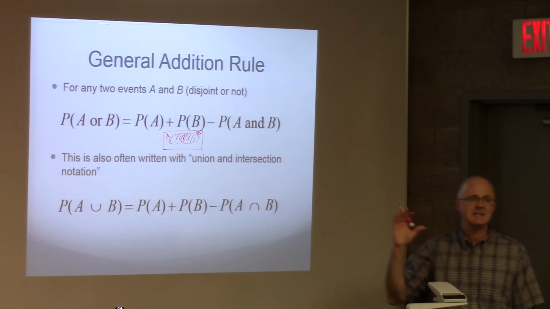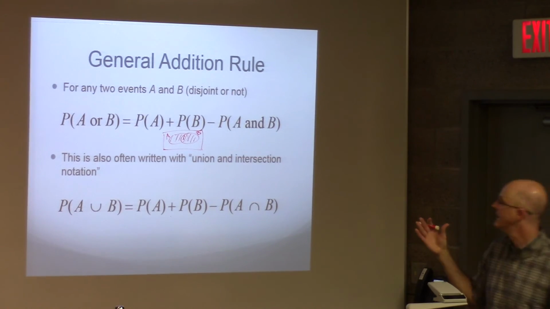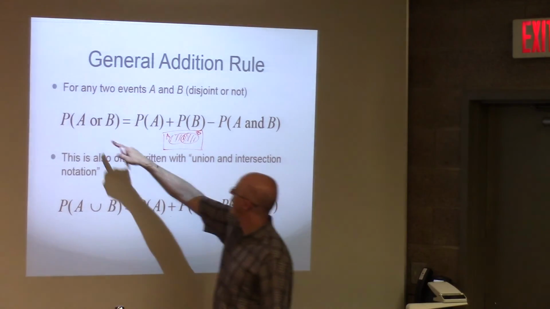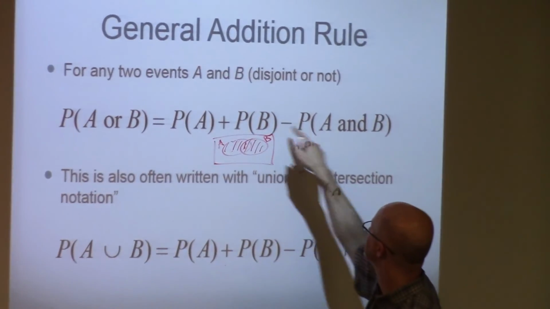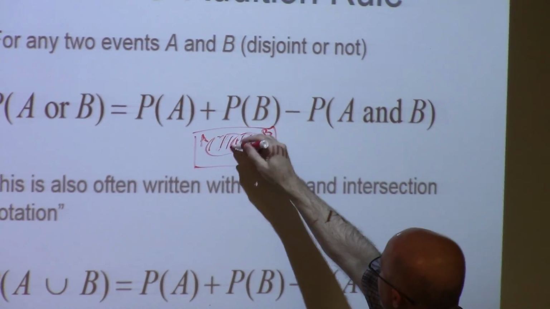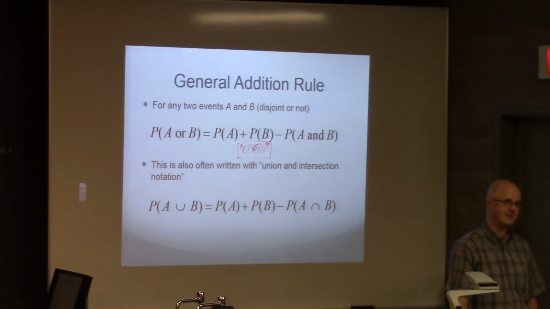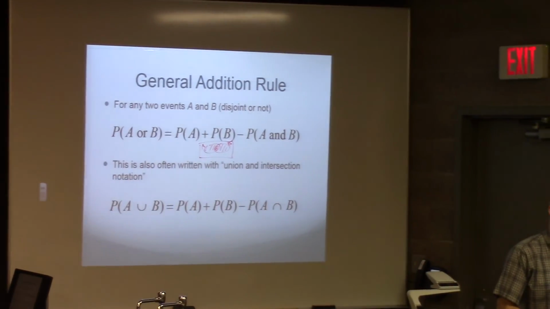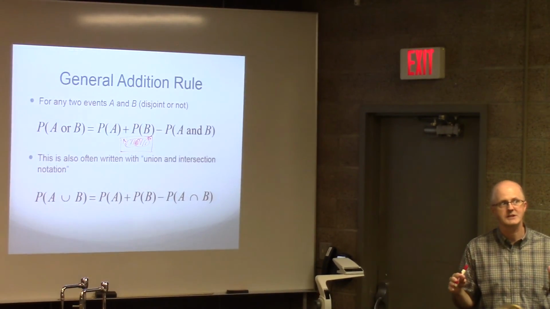If you imagine these probabilities as representing the areas of A and B, essentially you're saying to find the total area of what I shaded here, take the area of A plus the area of B and subtract off the area of what they have in common so you don't double count it. This rule always works. It's always true, no matter whether A and B are disjoint or not.